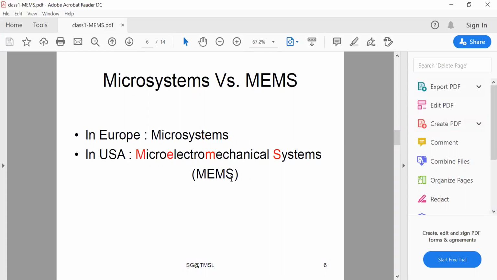The European name is more general, more inclusive, and in many ways more descriptive. Microsystems, very small systems. In the case of MEMS, the name is very catchy and unique and is taking hold worldwide.